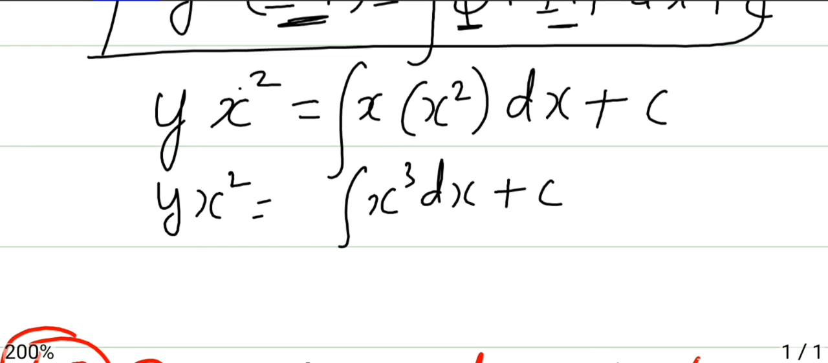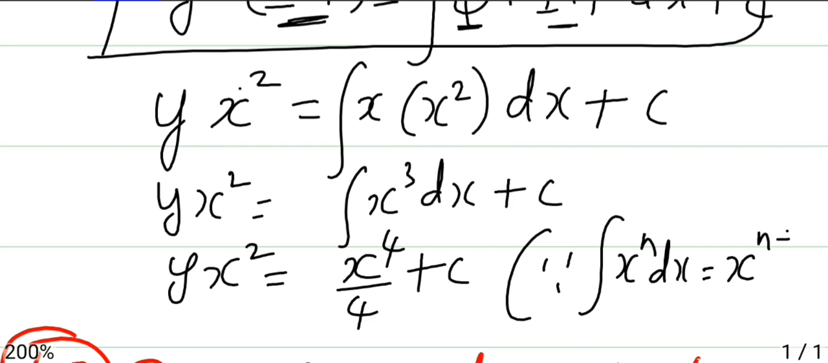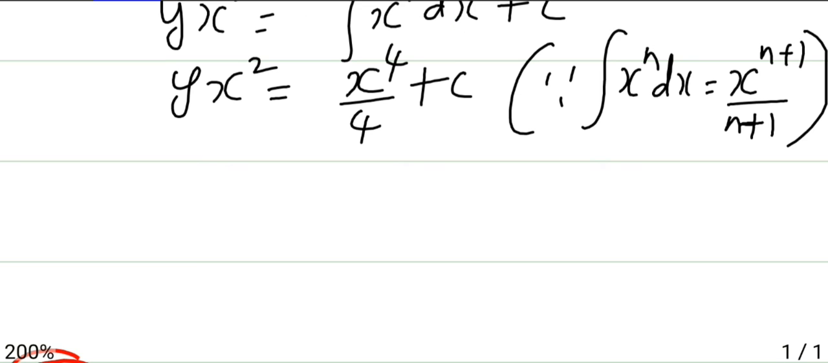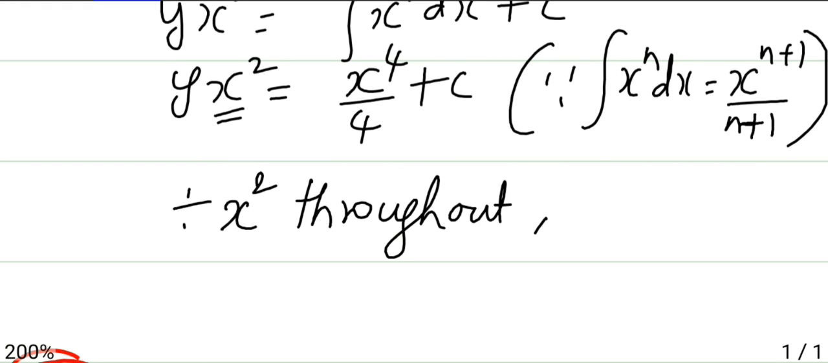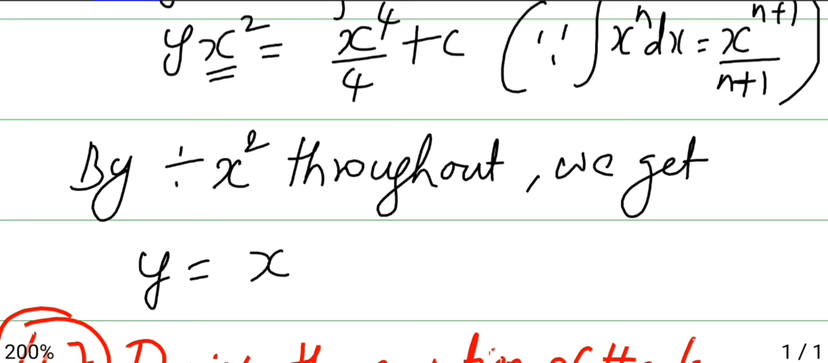Now what is the integration of x cube? That will be x power 4 divided by 4 plus c. You are using the formula integral of x power n dx is x power n plus 1 divided by n plus 1. The power will be added. We want only y, so x square is extra here, so divide x square throughout. By dividing x square throughout, we get y equals x power 4 by 4 x square plus c by x square.